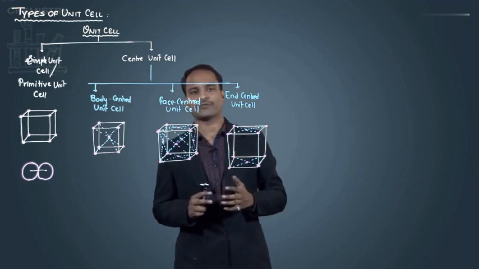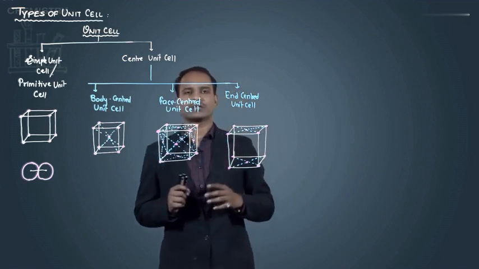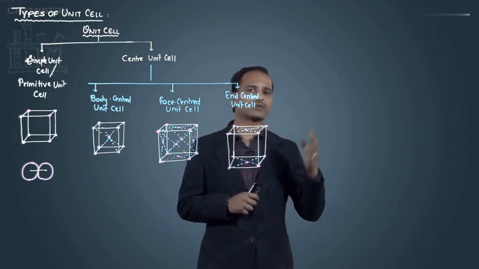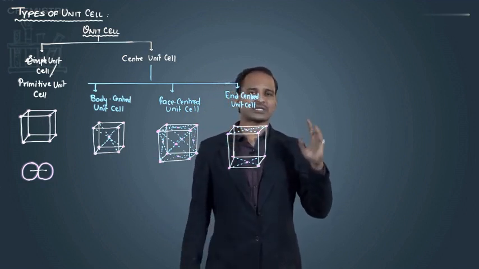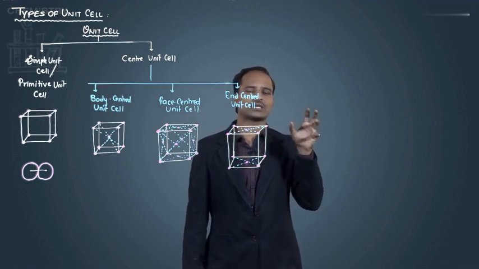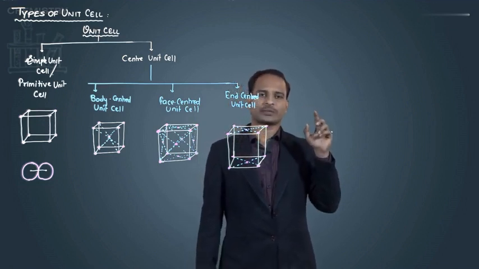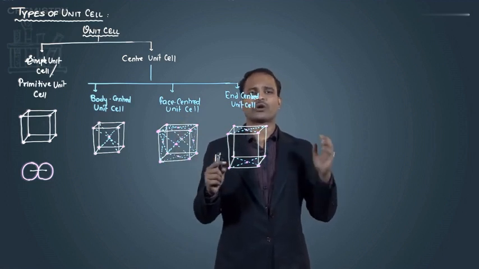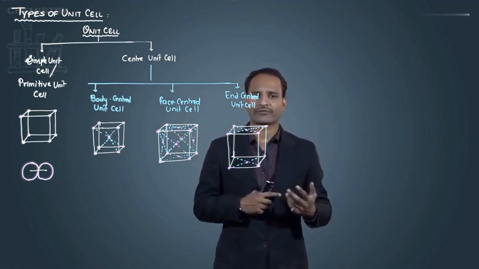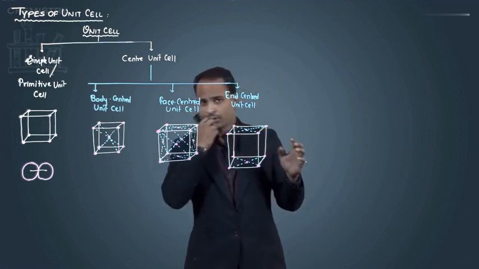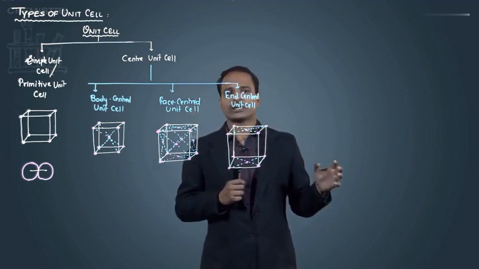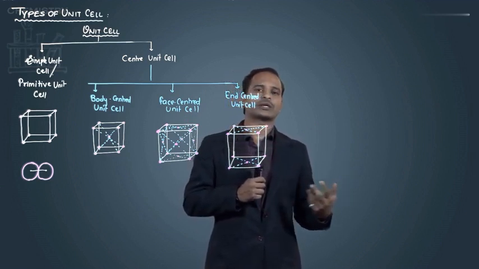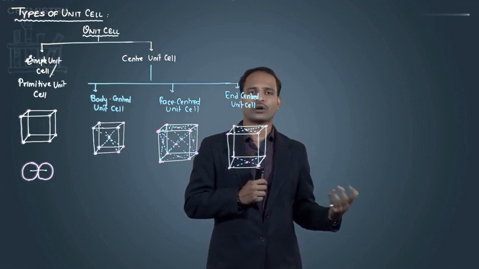Now let's talk about the face centered unit cell. Again in the diagram you can see that particles are present on the corners, as well as a particle present at each face. Looking from all the sides, at every face center the particles are present, that is top, bottom, left, right, and front and back face. Now in the face centered unit cell, we can see that the particles present at every face center touch all the particles present at the corners.